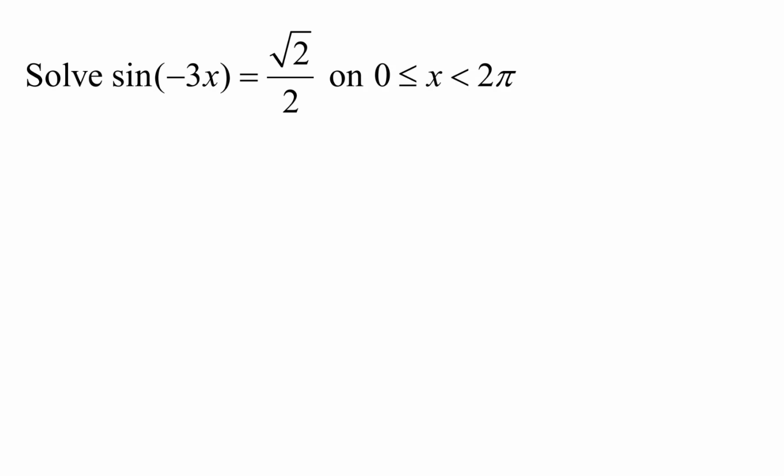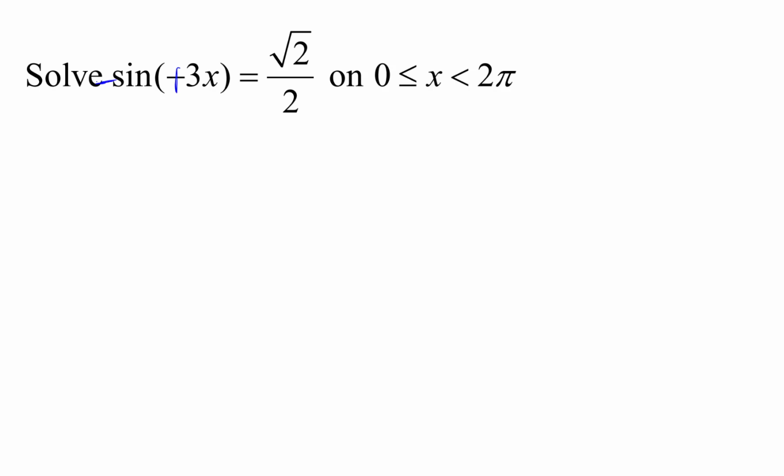We want to solve sine negative 3x equals square root 2 over 2 on the interval from 0 to 2 pi. The first thing you always want to do when you're solving these equations, if you have a negative argument or angle, is to apply even-odd properties and get rid of that negative. So let's do that. We know that the sine of negative theta is negative sine theta, so I'm going to make this a positive and put the negative right here.